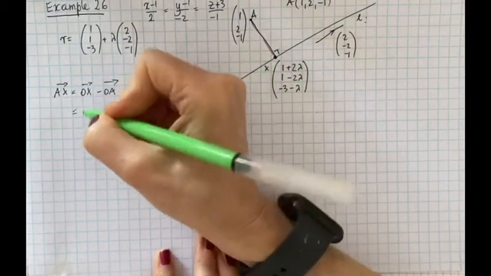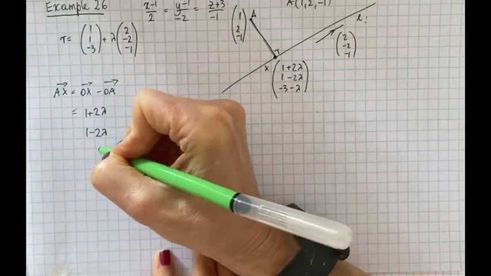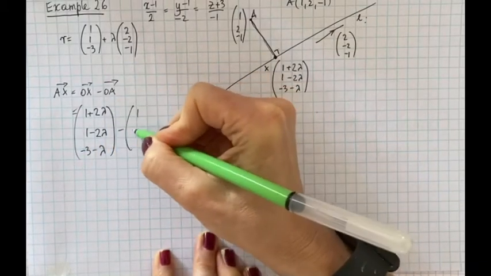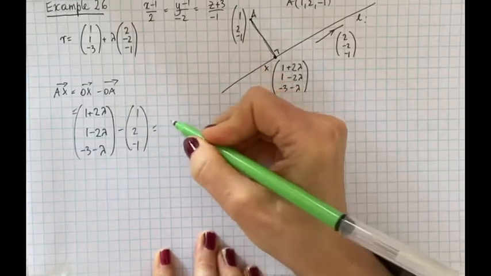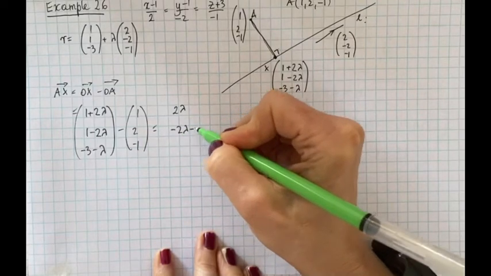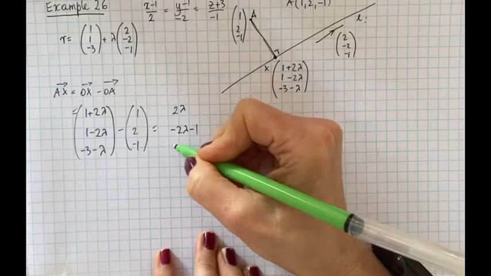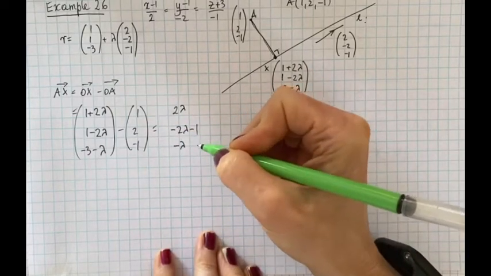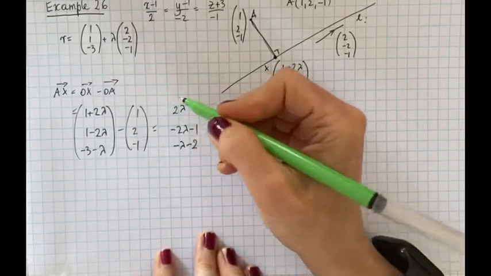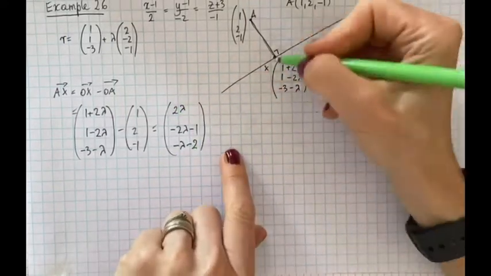So it's 1 plus 2 lambda, 1 minus 2 lambda, and minus 3 minus lambda. Subtract 1, 2, minus 1. Okay, so you're going to get 2 lambda, minus 2 lambda minus 1. Sorry, 2 lambda, not 2a. And minus lambda. This one is going to be minus 3 plus 1, so it's minus 2. Let me just double check. Yeah, that looks good. Okay, so this is our vector AX.